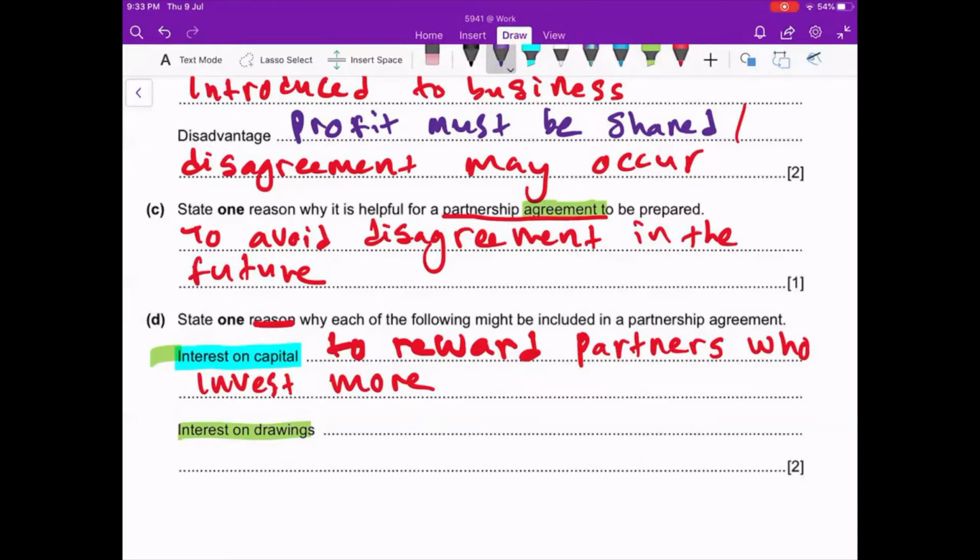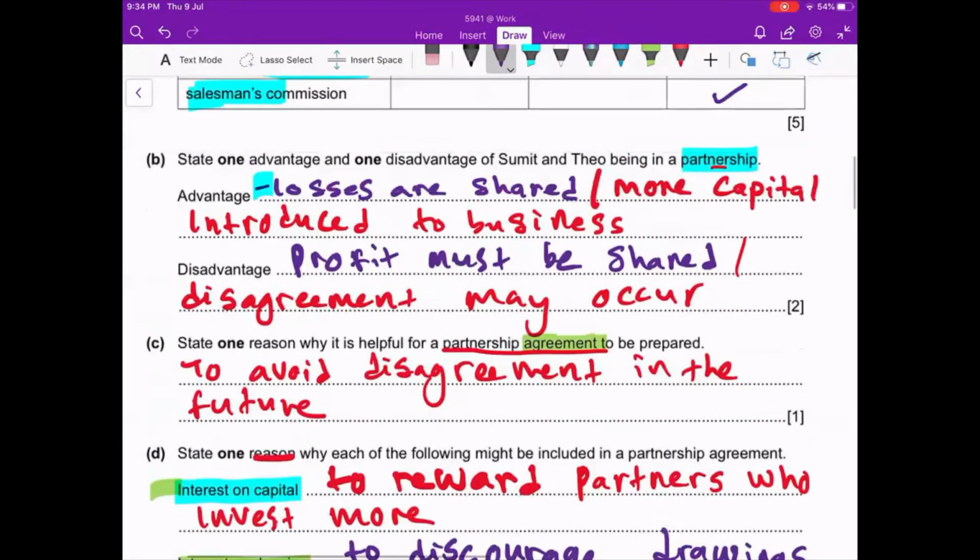So what is the purpose of the interest on drawing? To discourage drawings. Whenever we charge him interest, he will take fewer drawings, or he won't take drawings. So that is interest on drawings. Okay, that's the theory part of this question.